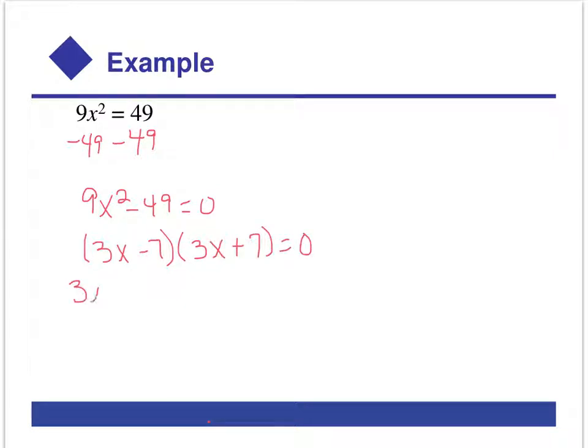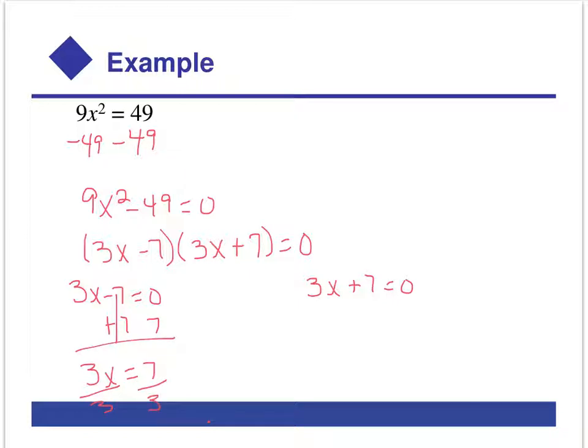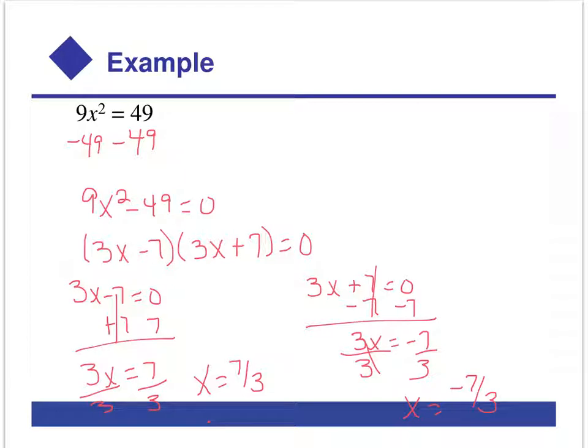So now we have 3x minus 7 equals 0. 3x plus 7 equals 0. We're going to add 7 to both sides. So we get 3x equals 7. Divide by 3. So x equals 7/3. We're going to subtract 7 from both sides. So 3x equals negative 7. Divide by 3. And x equals negative 7/3. And those are your two answers.